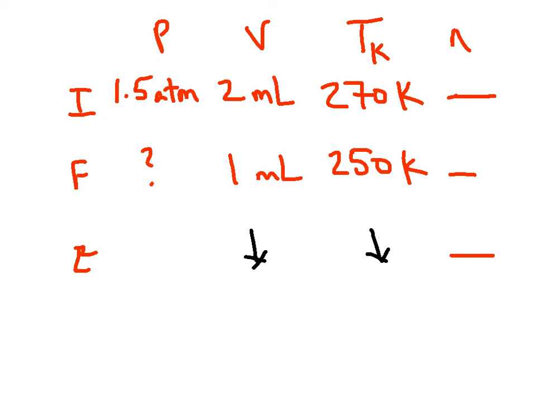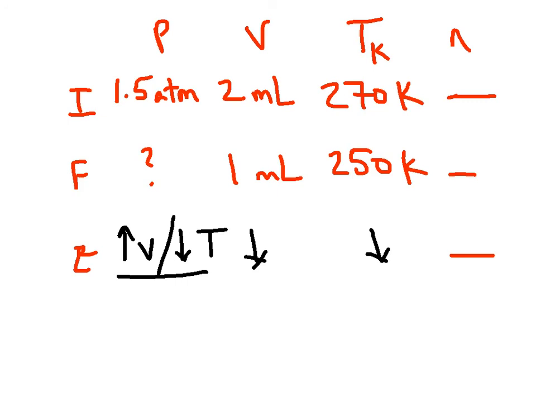Now, where students struggle here is they typically forget to put both relationships in the effect box for pressure. So if we think about our relationships, as volume goes down, we would expect pressure then to go up. And then if we look over here, temperature goes down. As temperature goes down, it means particles are moving slower. So the pressure would go down because of the temperature change.